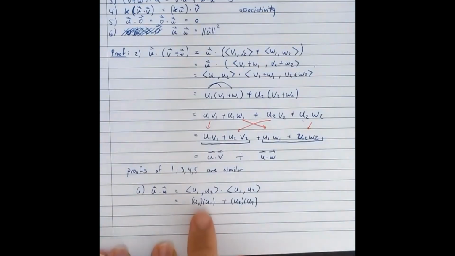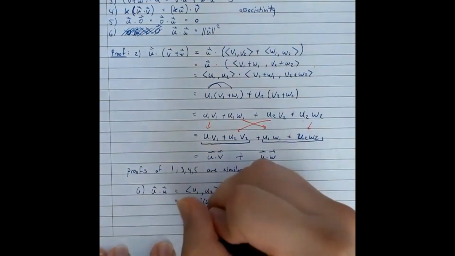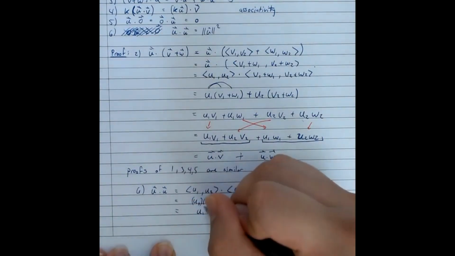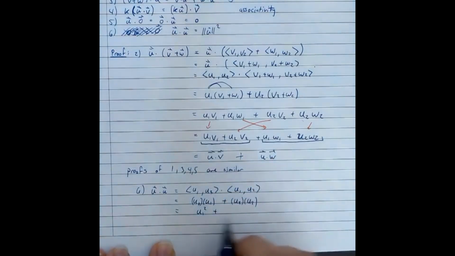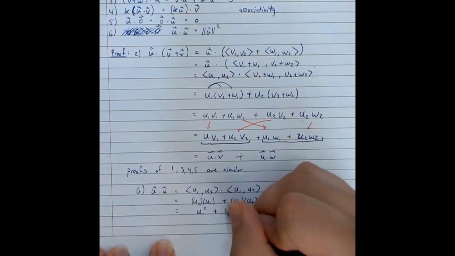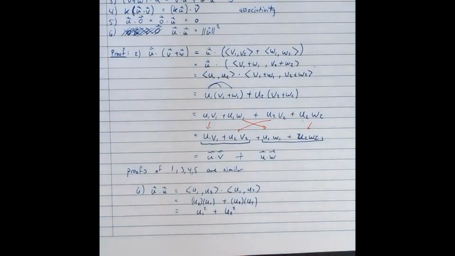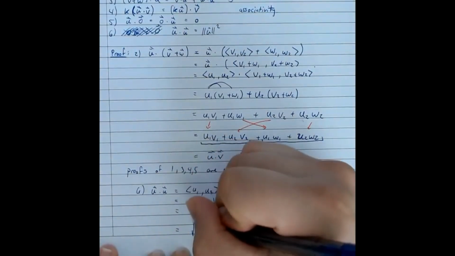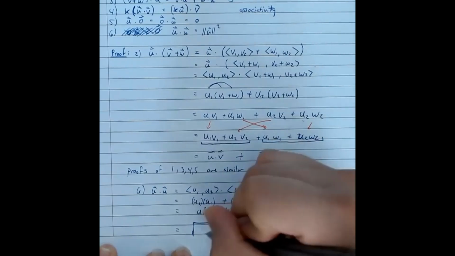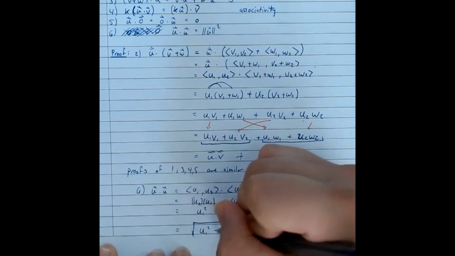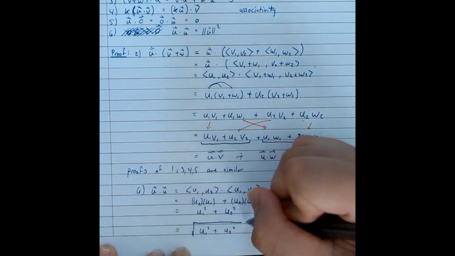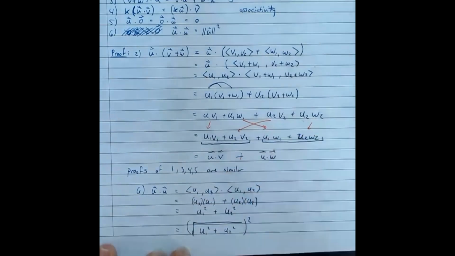Oh yeah, but now that's a number times itself. I can write that as a square. So that's going to be u1 squared plus, and same thing here, that's going to be u2 squared. Okay. Now I'm going to write this in a weird way. I'm going to write this as the square root of u1 squared plus u2 squared, squared. All right. Here, a square and a square root would cancel out.